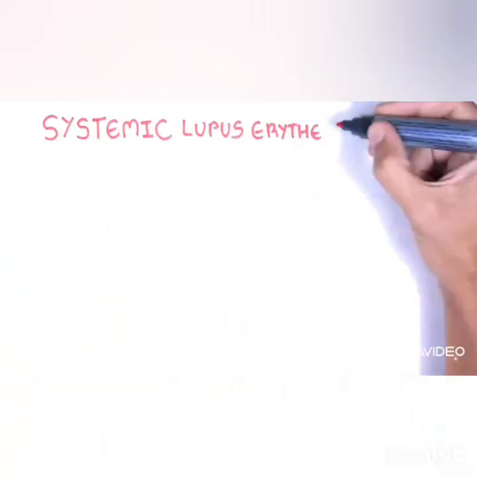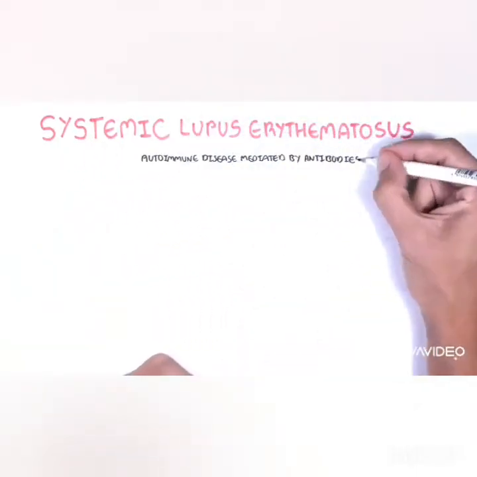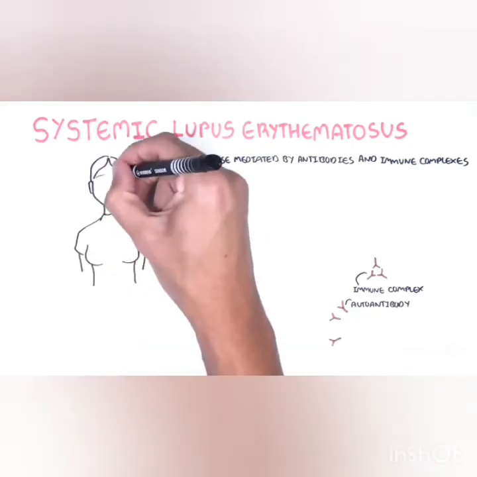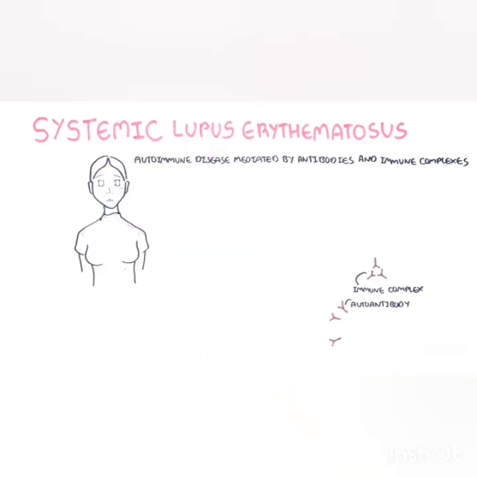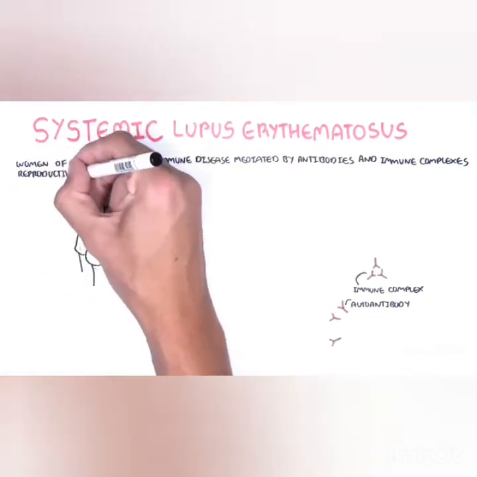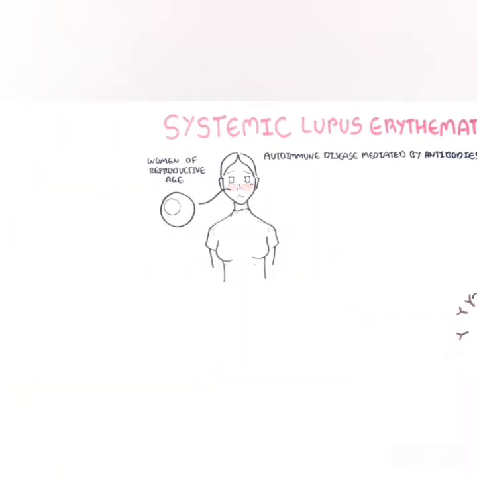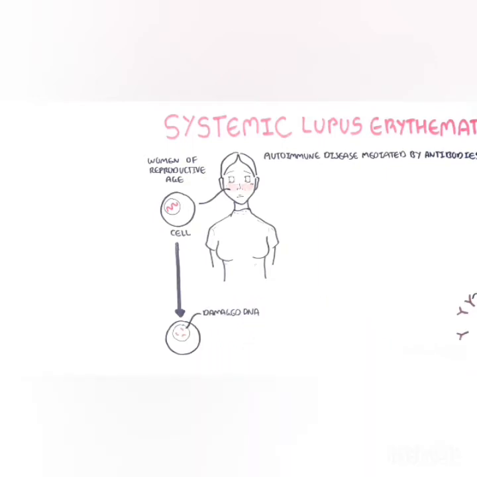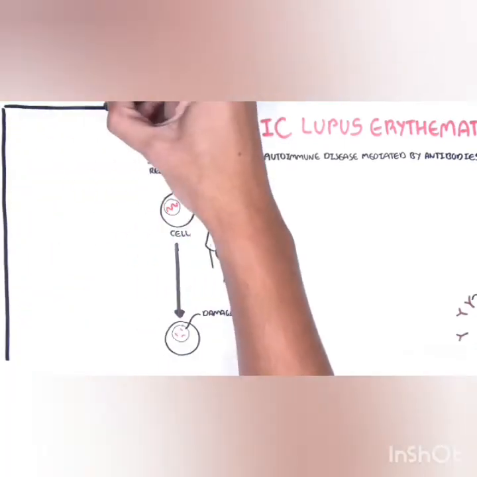Systemic lupus erythematosus, or SLE for short, is an autoimmune disease mediated by autoantibodies and immune complexes which target nearly every organ in the body. SLE is a chronic multi-system disorder that most commonly affects women during their reproductive years. The pathophysiology of SLE involves injury to the body's own cells, leading to damaged cell proteins and their DNA. Injury to a group of cells can subsequently lead to organ injury.